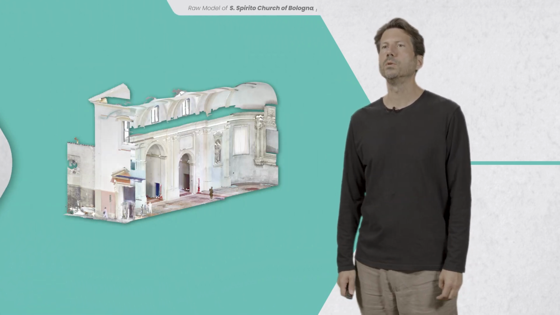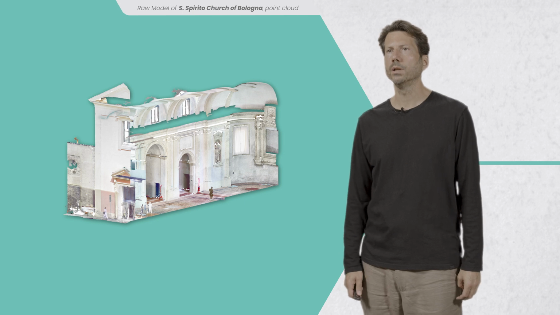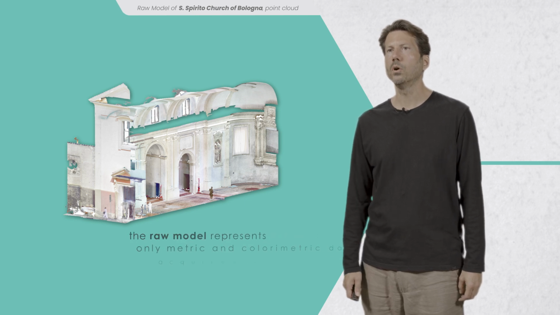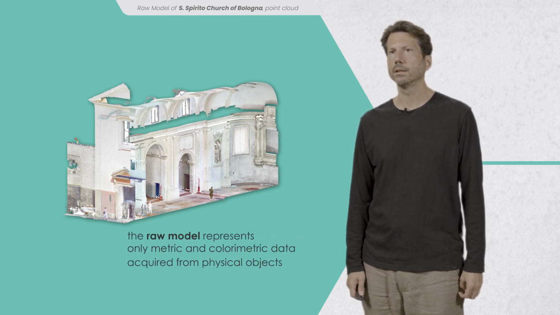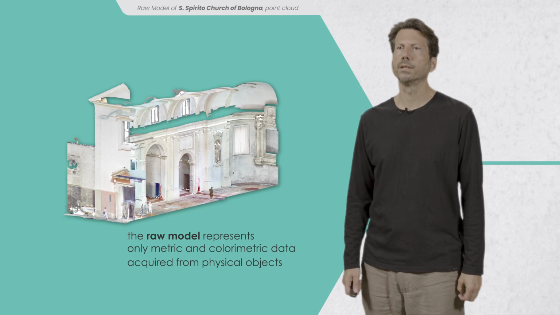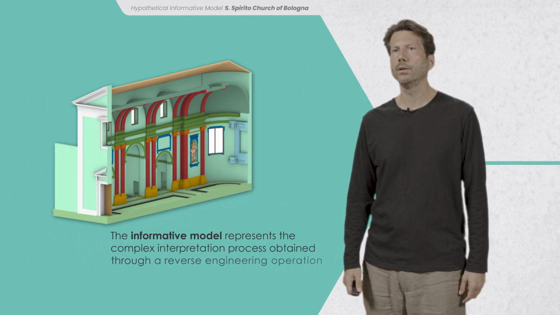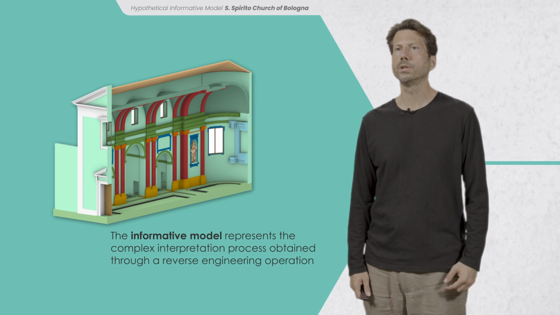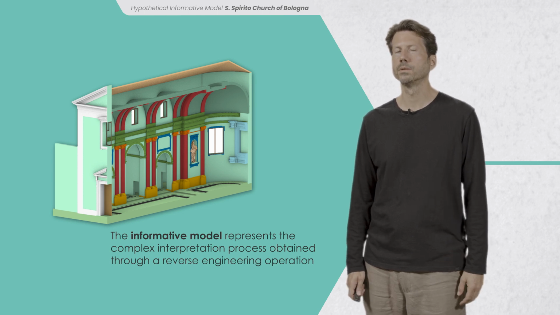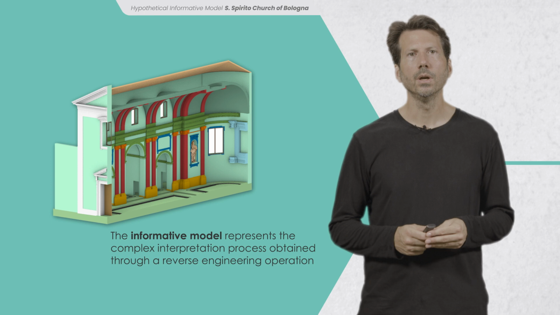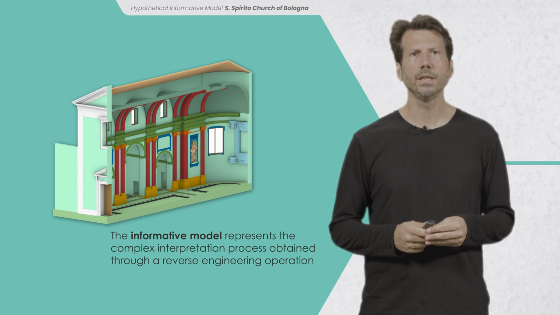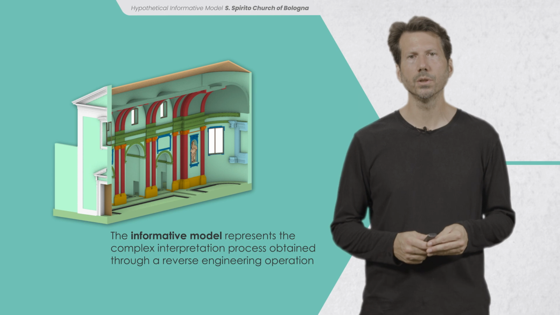The main difference between a raw model and an informative model is conceptual. The raw model represents only metric data, and sometimes also colorimetric data, acquired from physical objects. The informative model, on the other hand, represents the complex interpretation process of various sources. The informative model is obtained through a reverse engineering operation that inevitably requires a certain level of interpretation and subjective choices.